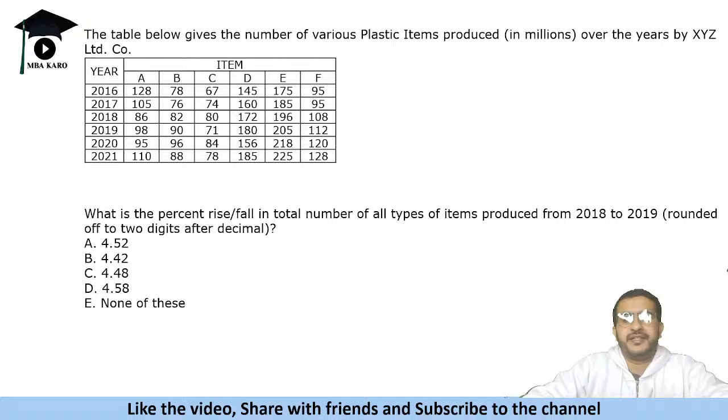Okay, what is the percentage rise or fall in the total number of all types of items produced from 2018 to 2019, rounded off to two digits after decimal?